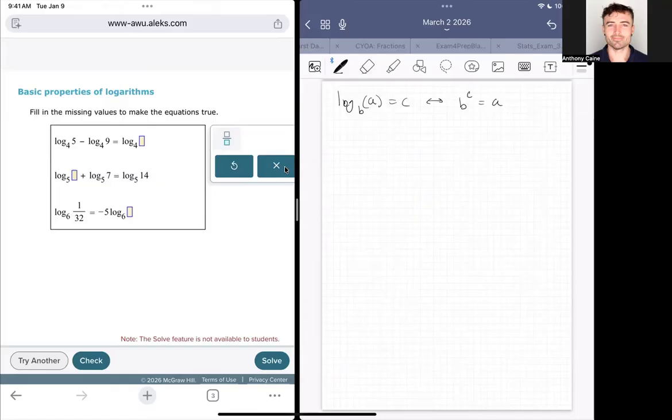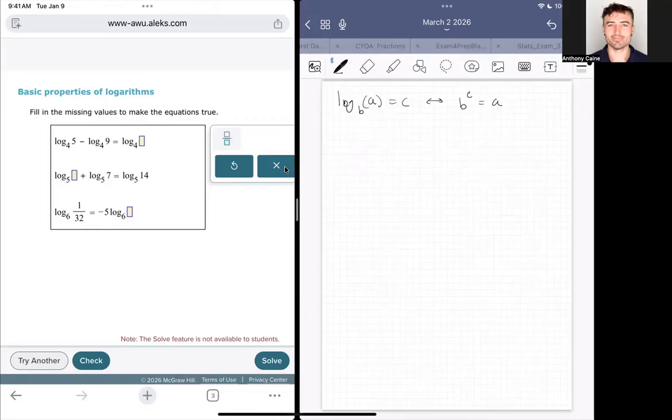Okay, fine. It can be a little confusing. The natural log form suppresses the base, and so it looks like ln of a equals c, and that means e to the c is equal to a. But all that's happening here is that we know that the base is e, and so we just don't bother to write it, but same idea.